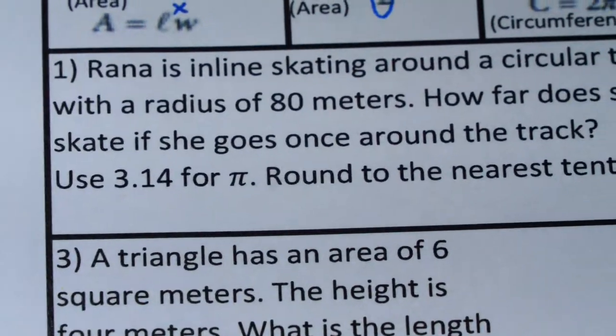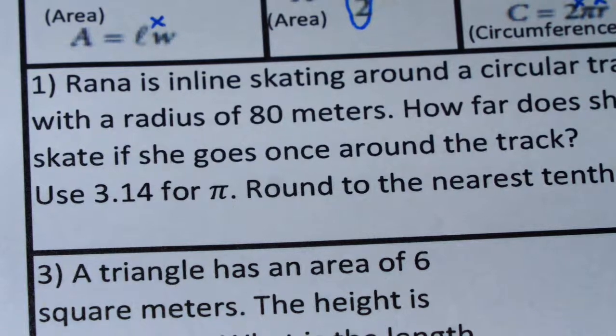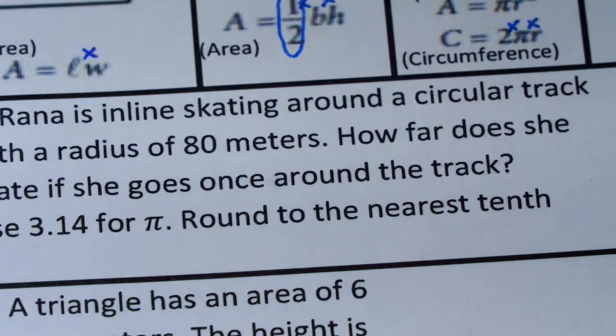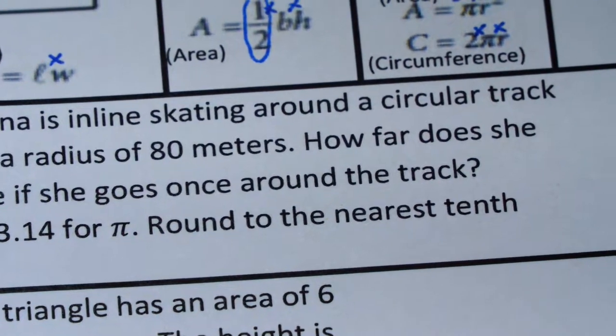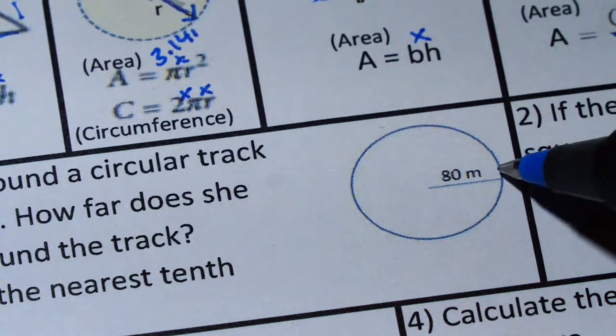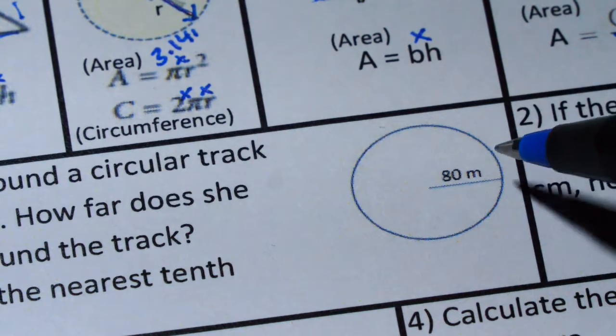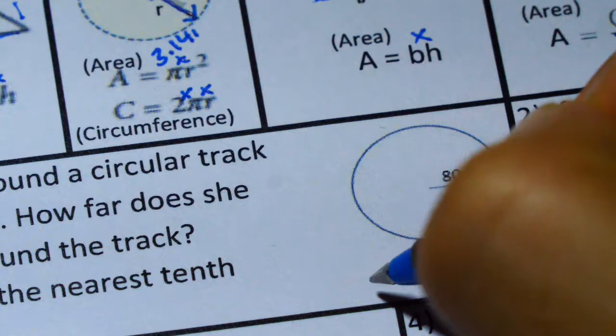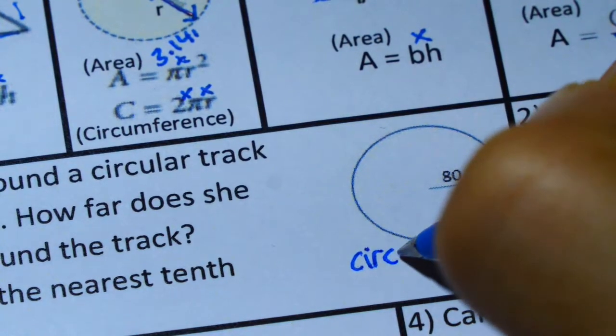Let's look at question 1. Rana is inline skating around a circular track. So she is skating around this track. This means we need circumference.